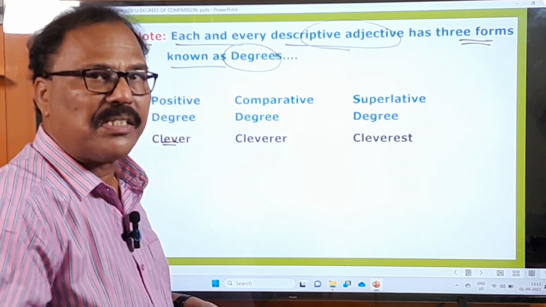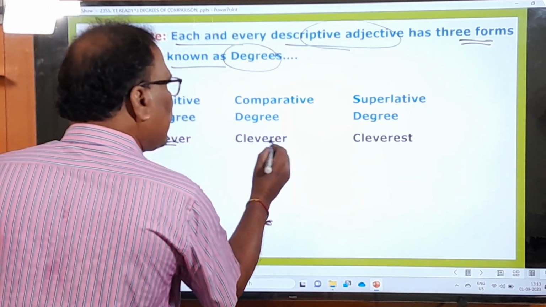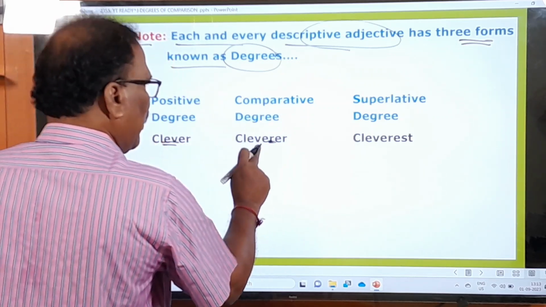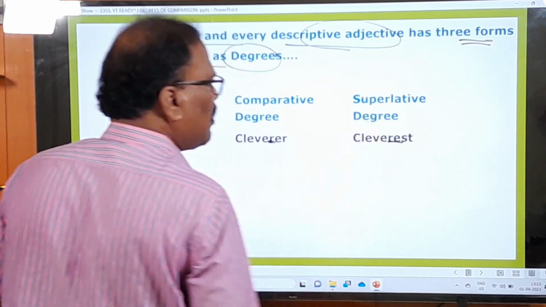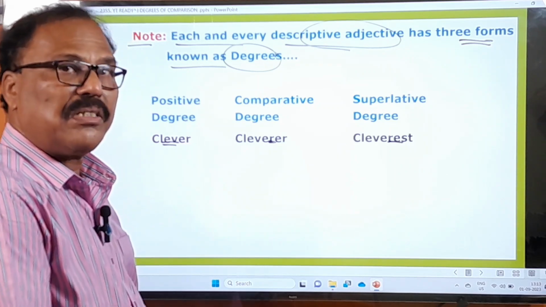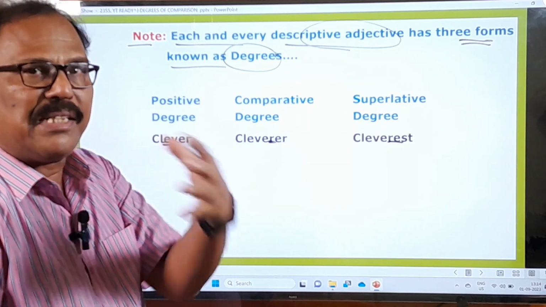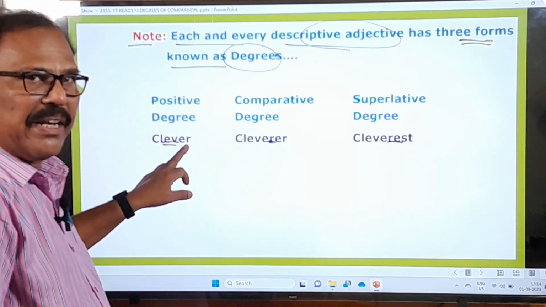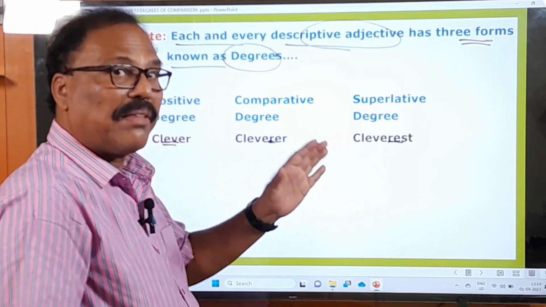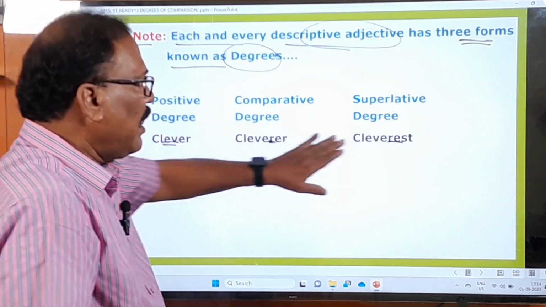All adjectives are said to be in the positive degree only, right? Now if you add er to that, it enters into comparative degree: clever, cleverer. If you add est, that becomes a superlative degree: clever, cleverer, cleverest. Then what is the Telugu meaning? For your convenience, I am giving some Telugu meaning wherever it is necessary. Clever means telivaina. Cleverer means marinta telivaina. Cleverest means atyanta telivaina. So in the comparative degree you add marinta, and in the superlative, atyanta.